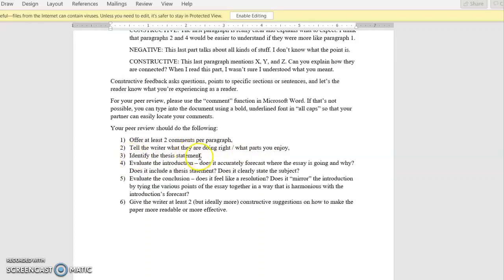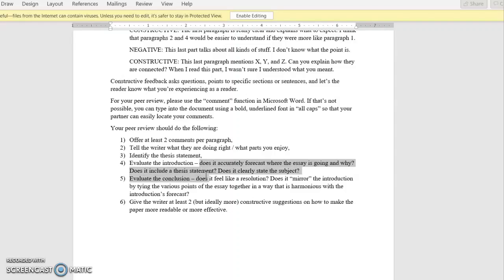Definitely identify the thesis statement. Evaluate the introduction. Does it accurately forecast where the essay is going and why? This is a part that you can't really answer until you finish reading the essay. So make a mental note of what the introduction is saying, kind of chart out what the essay will cover. Then as you're going through it, ask: did this actually do what the introduction said it was going to do, right? Does it include a thesis statement?